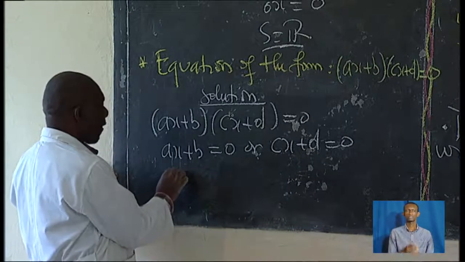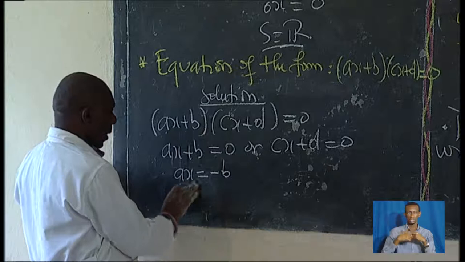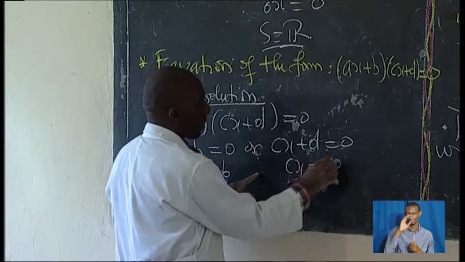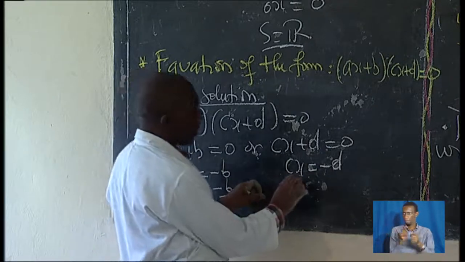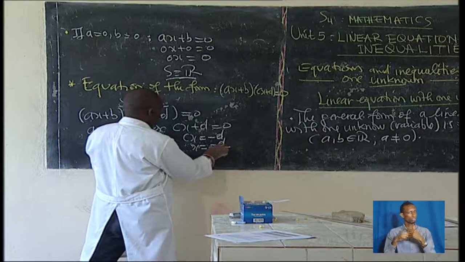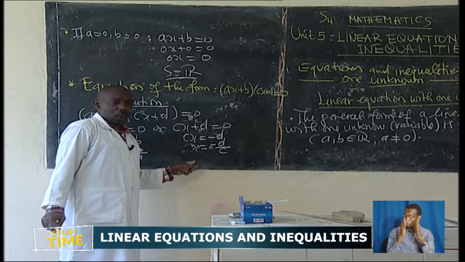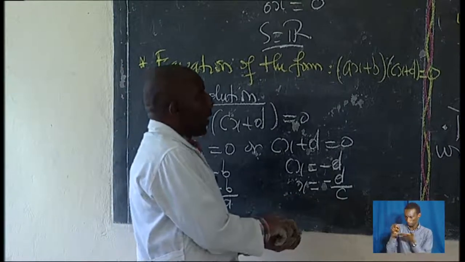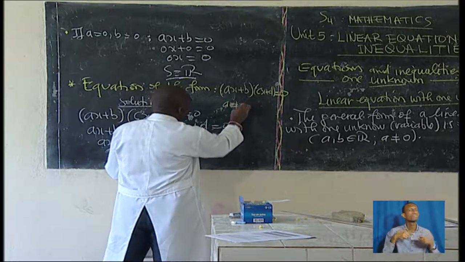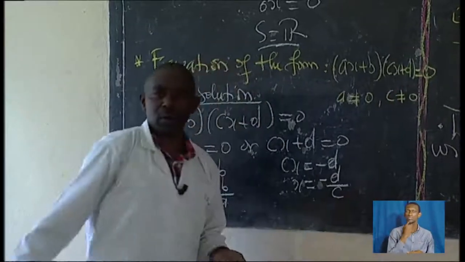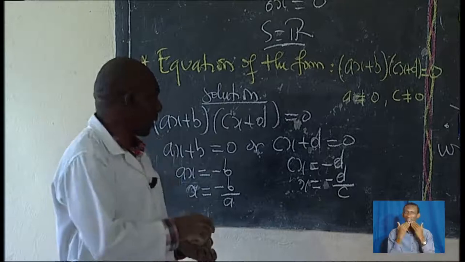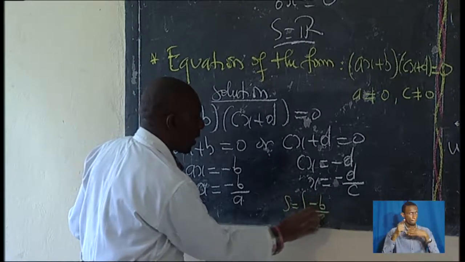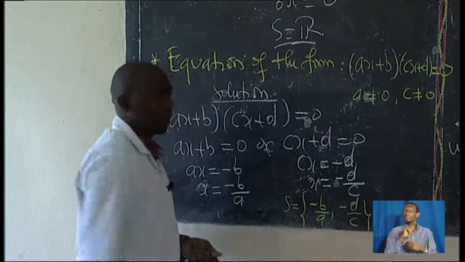Solving for x, I'll be having ax, which is equal to minus b, x is equal to minus b divided by a. And here cx is equal to minus d, dividing both sides by c, I'll be having x, which is equal to minus d over c. Are we together? Of course, as we have a on denominator and c on denominator, here a must be different from 0 and c must be different from 0. Now, for this situation, the set of solution will be minus b divided by a and minus d divided by c. I think it's very clear.